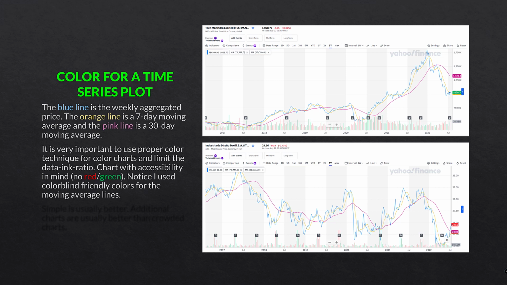It is no accident that data visualization packages such as Excel, Tableau, Power BI, and others have defaulted to a blue-orange color scheme because in the past it used to be red-green. And once we got into accessibility and making sure everything is readable by everyone, we went to blue-orange instead of red-green. And pink, believe it or not, is a colorblind friendly color. Simple is usually better. Additional charts are usually better than one crowded chart.